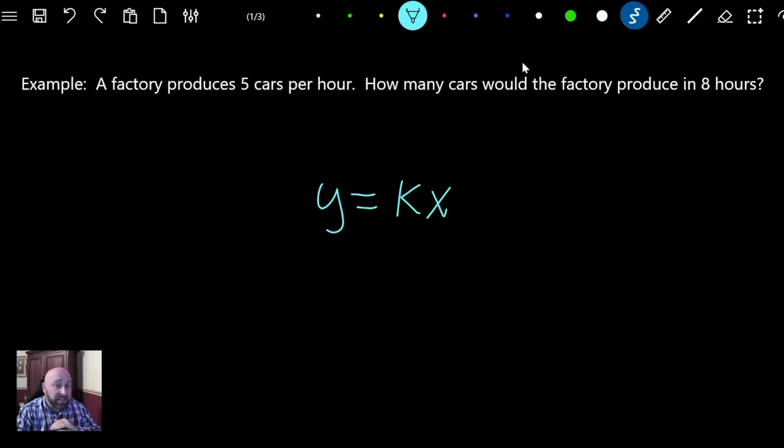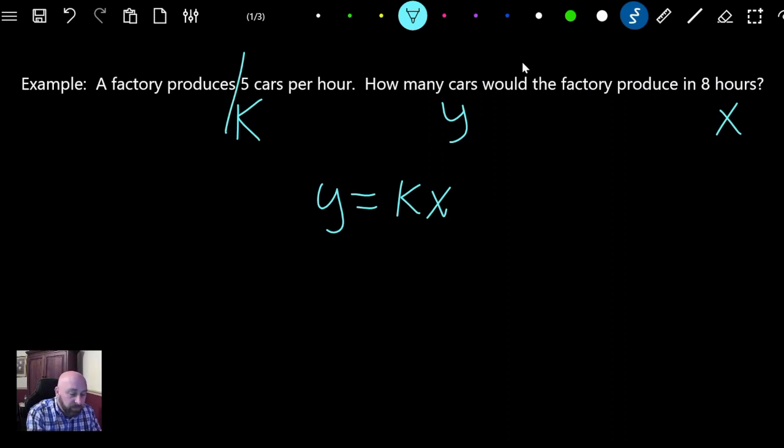No, it just says it produces 5 cars per hour. This is our constant. 5 cars per hour is our constant. Now, what is the output? How many cars? That is our output. That's what we don't know, because look, here is our input. We're working for 8 hours. So this is the input.